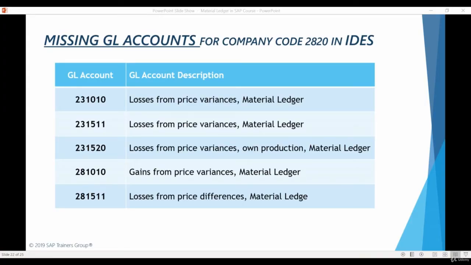However, there are most likely some GL accounts missing for our company code in the IDES environment you are using. Here, you will see a list of accounts that you will most likely need to copy before you can do the period end postings in transaction CKMLCP. All the accounts are related to losses or gains from material price differences. When you are copying these accounts, you will notice that for some reason, the descriptions of these accounts are in Portuguese in IDES, but that's something we don't need to worry about. We can still use the accounts.